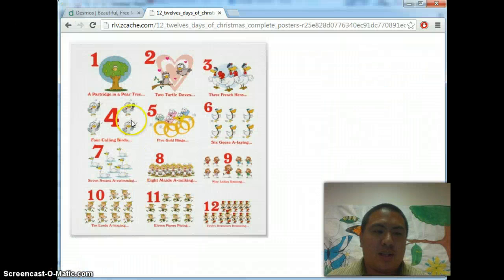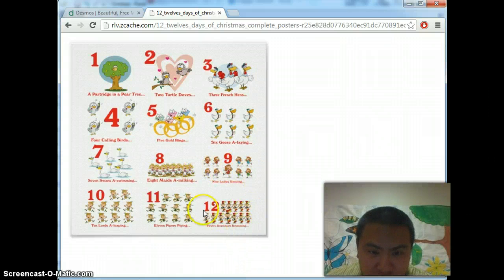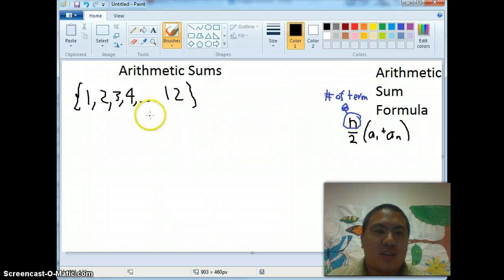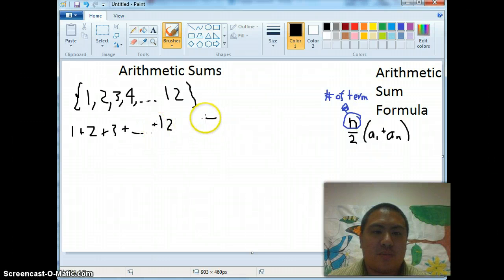So we want to add up the one partridge, 5 gold rings, 6 geese, 8 maids, 12 drummers drumming. In other words, we're adding 1 plus 2 plus 3, on and on, all the way to 12. And if we were to write that as a sum, first we need to figure out what the sequence is. The sequence would be an increase of 1. So the d equals 1.